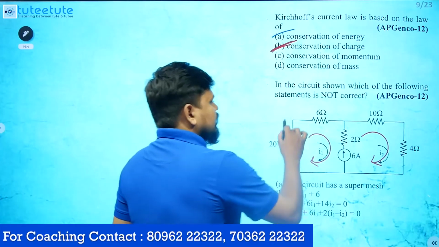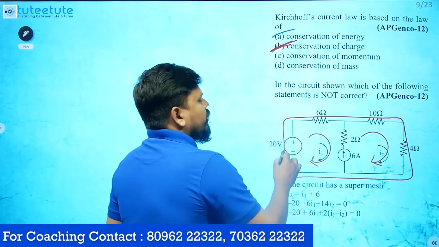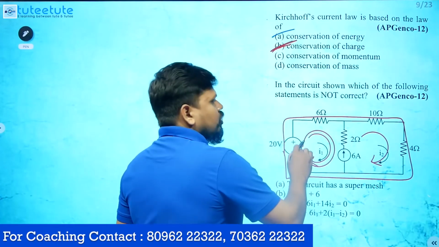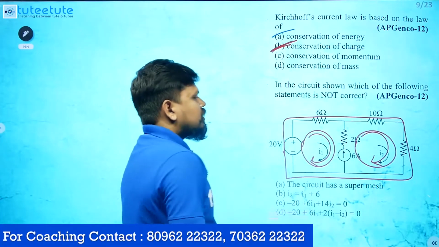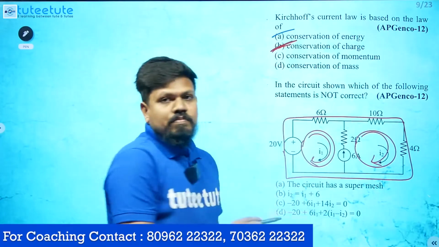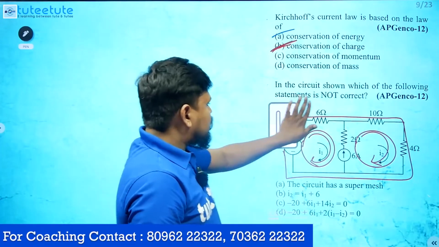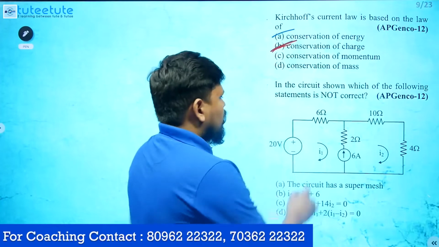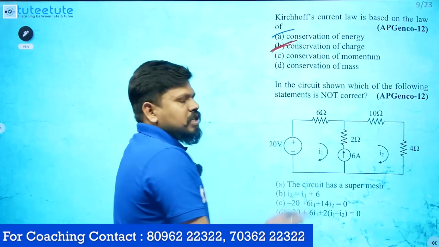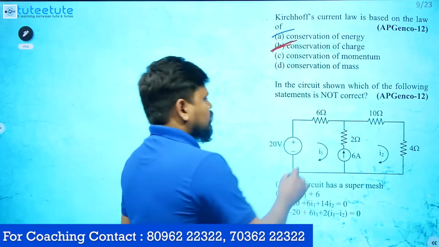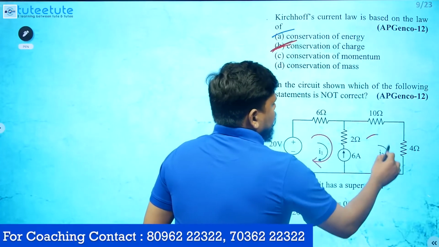So this is a closed path, but inside this is also a closed path. So the outer one is not a mesh; it is only a loop. What does a mesh mean? A mesh is a closed path which further does not have any closed paths. That's why this is one mesh, and this is one mesh.